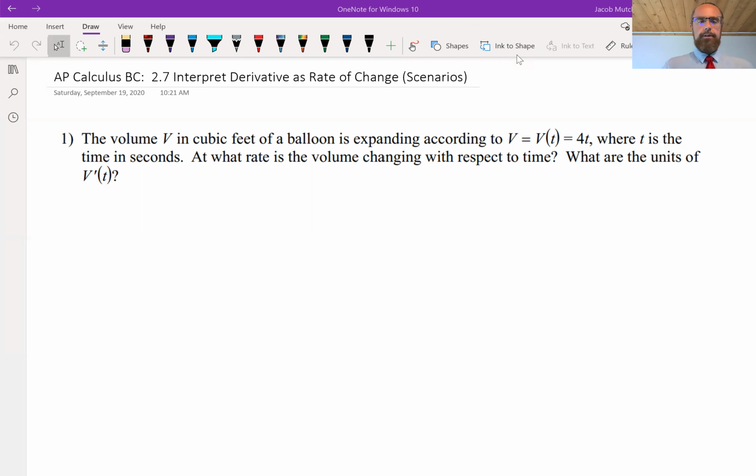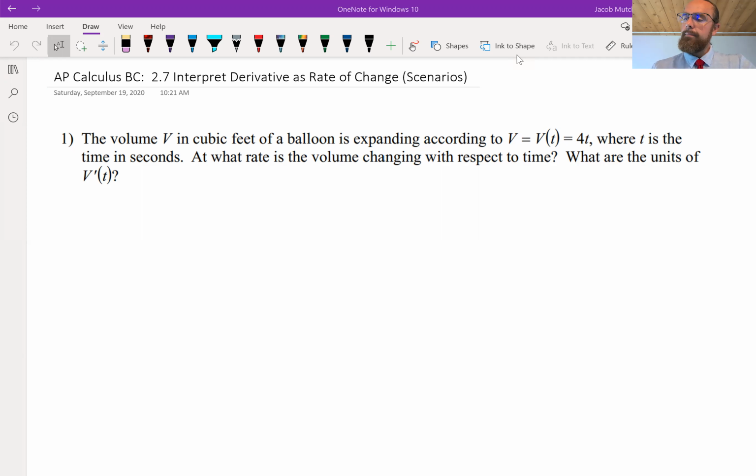So our first scenario involves the volume V in cubic feet of a balloon, and it is expanding according to the function V of t equals 4t. Notice that the function itself for volume here is linear, where t is time in seconds. What we're trying to answer is: at what rate is the volume changing with respect to time? And what are the units of this rate of change, which we're interpreting as the derivative of the volume function?